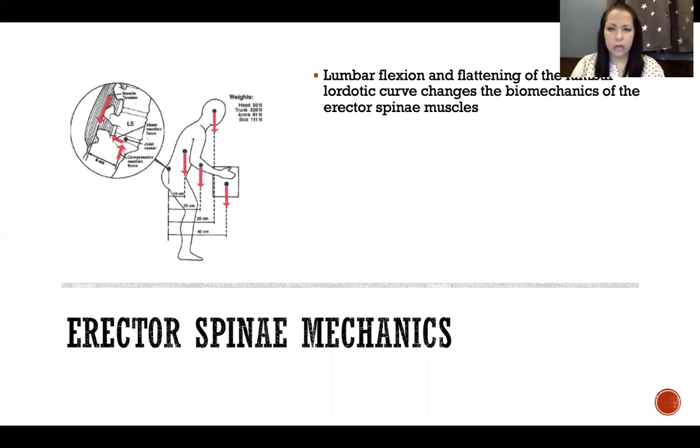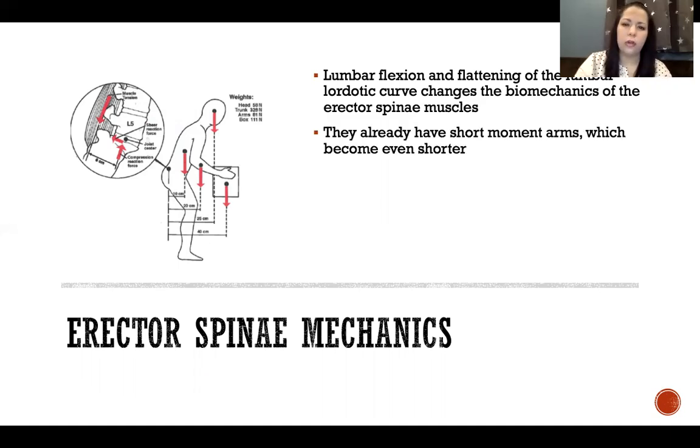So lumbar flexion and flattening of the lumbar lordotic curve changes the biomechanics of the erector spinae muscles. Okay, so we mean normal flexion, like doing sit-ups or sitting up out of bed in the morning or any kind of lumbar flexion, but also flattening of the lumbar lordotic curve. So that could just be a postural abnormality. So you might be in an upright position, but have a little bit of posterior pelvic tilt that's allowing the lumbar curve to flatten. So that's what we're talking about. Could be either situation.